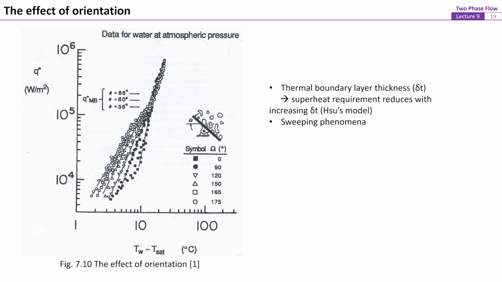The first one is that the thermal boundary layer thickness of the hot surface facing downwards is thicker, so the wall superheat required for the onset of nucleation is lower, as implied by the Hsu model. The second mechanism is the sweeping effect of the bubble on the downward-facing hot surface. This sweeping of the surface greatly enhances the overall bubble release and the frequency of cold liquid being brought into contact with the hot surface, therefore increasing heat flux.